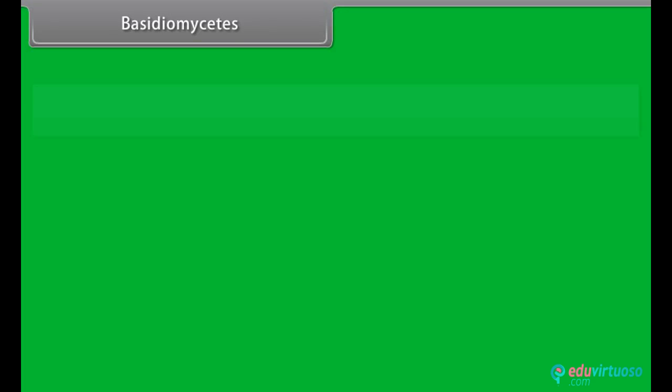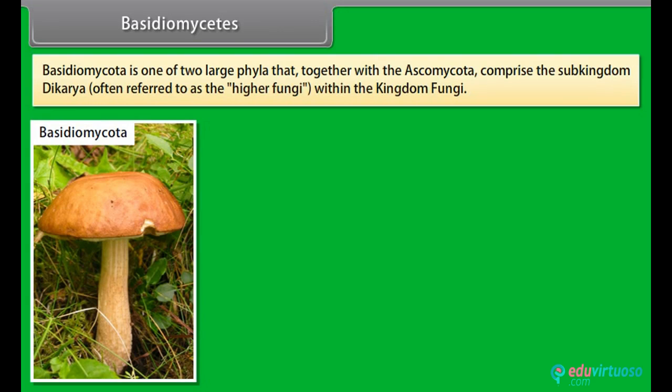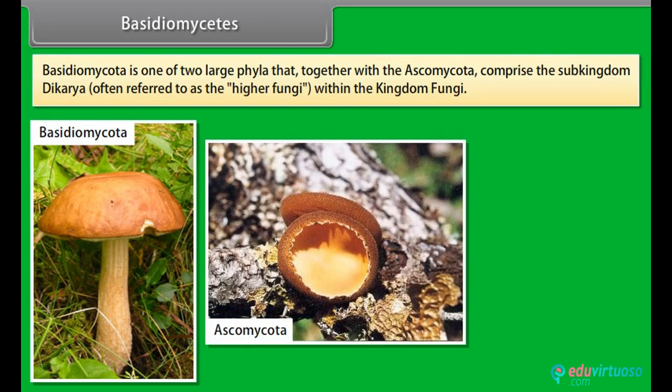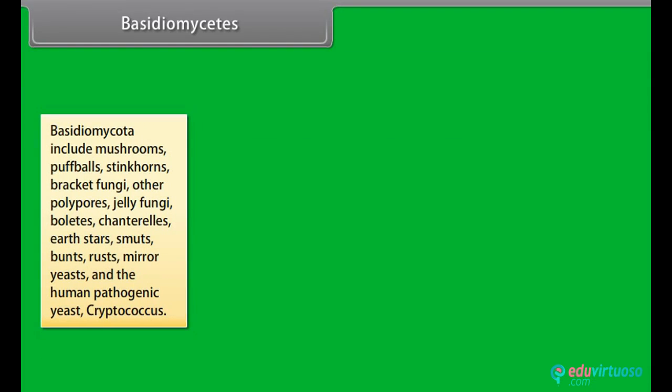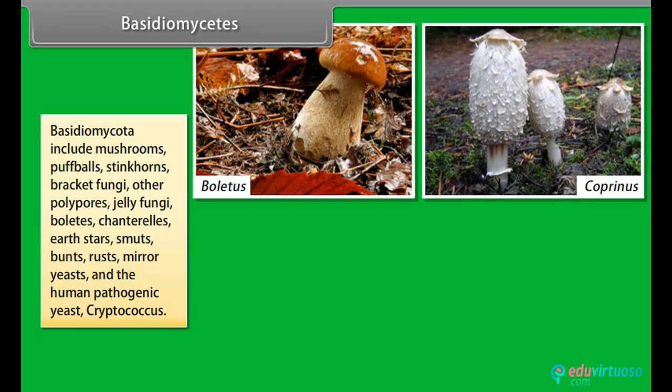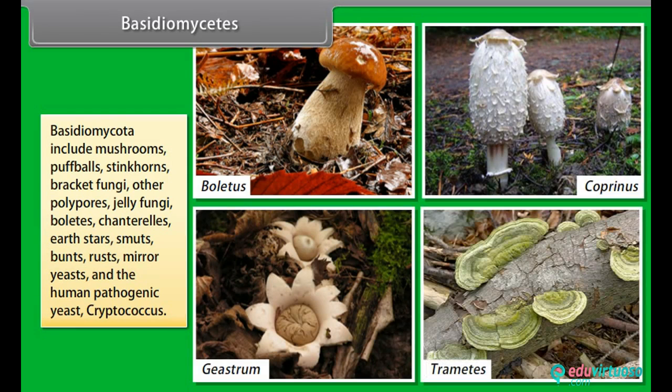Basidiomycetes. Basidiomycota is one of the 2 large phyla that, together with the Ascomycota, comprise the subkingdom Dikarya, often referred to as the higher fungi within the kingdom Fungi. Basidiomycota include mushrooms, puffballs, stinkhorns, bracket fungi, other polypores, jelly fungi, boletes, chanterelles, earth stars, smuts, bunts, rusts, mirror yeasts, and the human pathogenic yeast, Cryptococcus.